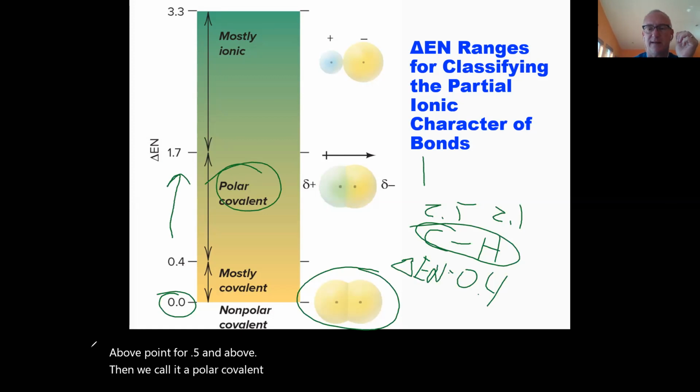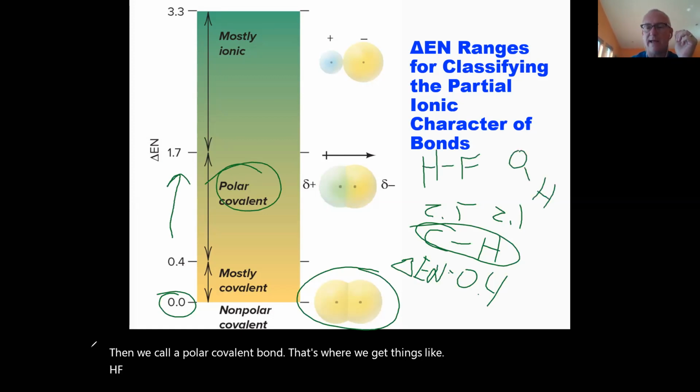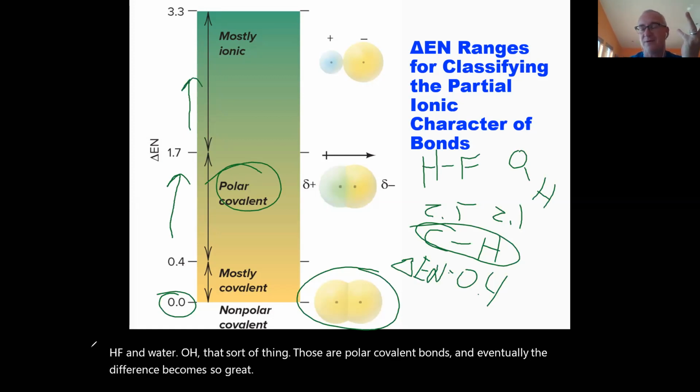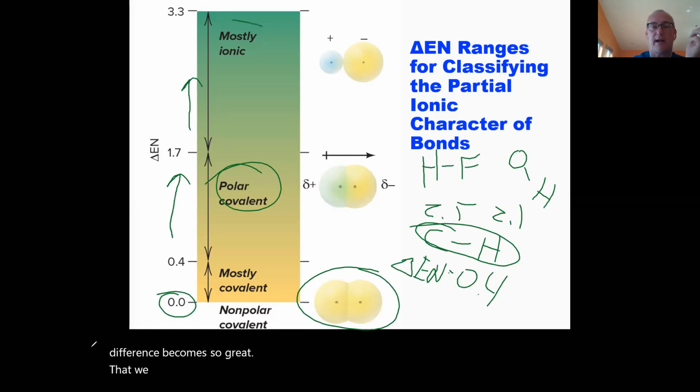That's where we get things like HF and water, OH, that sort of thing. Those are polar covalent bonds. And eventually the difference becomes so great that we say, well, this is mostly ionic. When you get above 3.3, it's completely ionic.